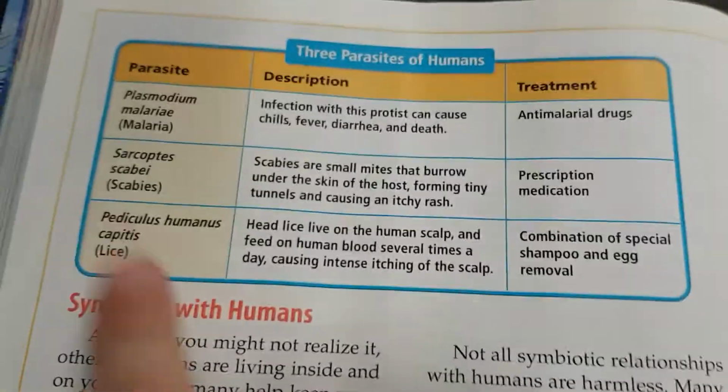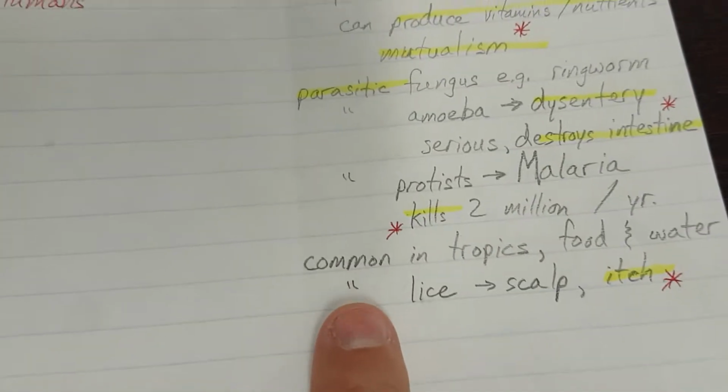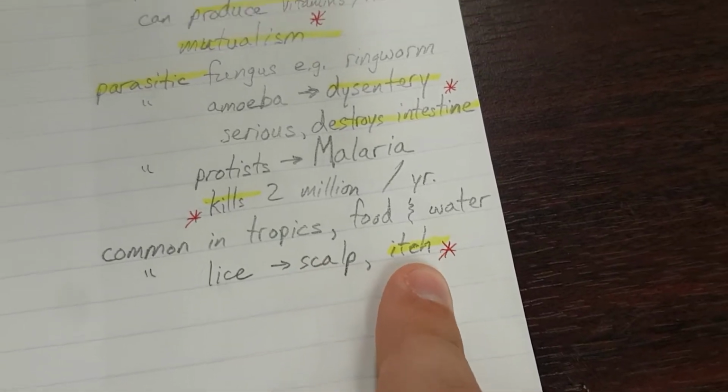Out of all these three, lice are very common for us to have to deal with. So let's put the quotes for "parasitic," because we're copying that word here. Parasitic lice live in the scalp, and they cause you to itch.